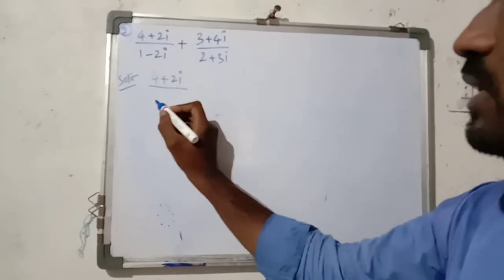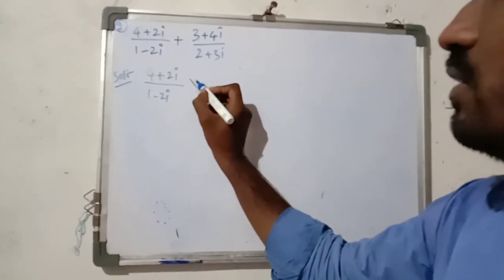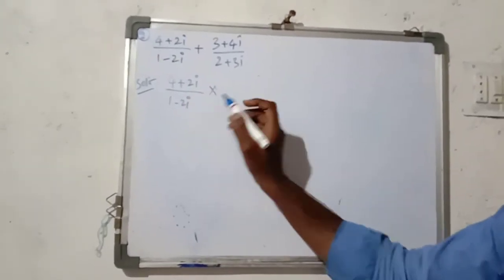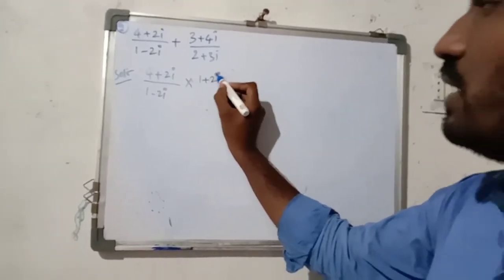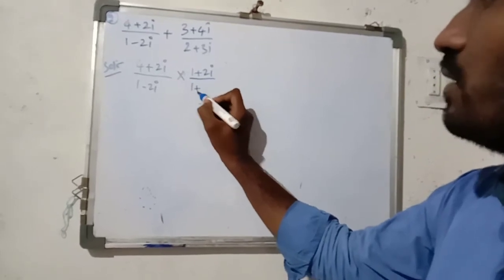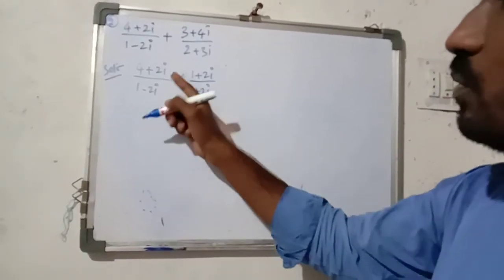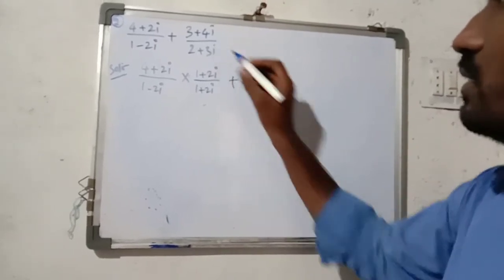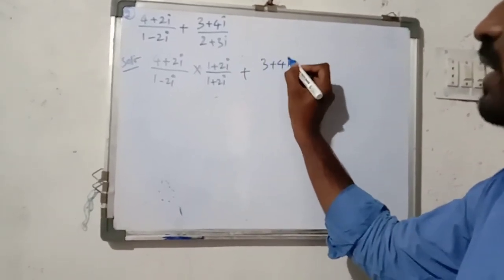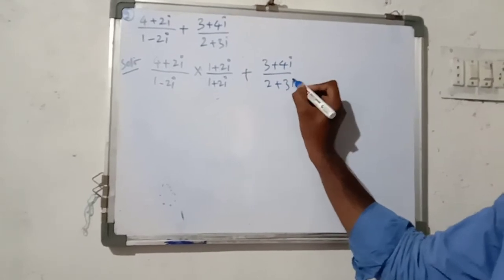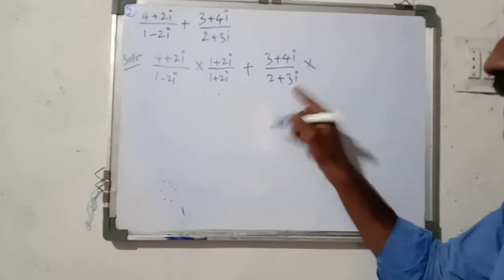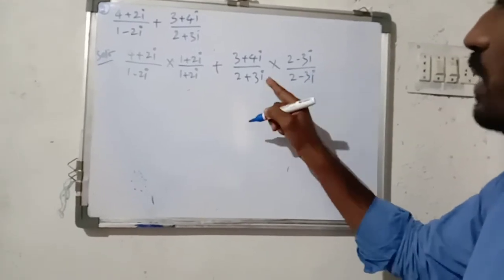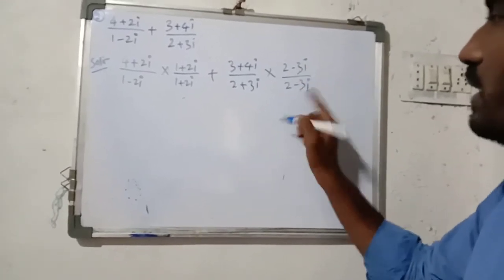The first one is 4 plus 2i by 1 minus 2i. We are going to rationalize the denominator, that is 1 minus 2i. So multiply with 1 plus 2i and divide with 1 plus 2i. So 4 plus 2i by 1 minus 2i into 1 plus 2i by 1 plus 2i. In the same way, the second term 3 plus 4i by 2 plus 3i. Again rationalize the denominator, that is 2 minus 3i by 2 minus 3i, multiplying and dividing with 2 minus 3i.